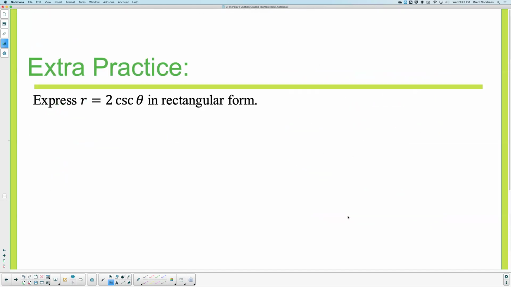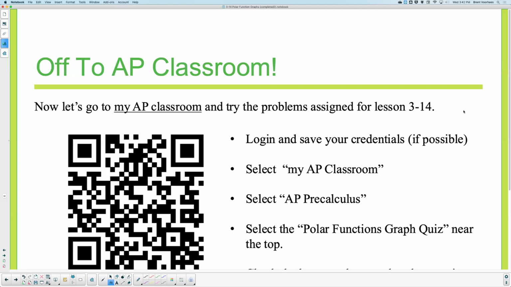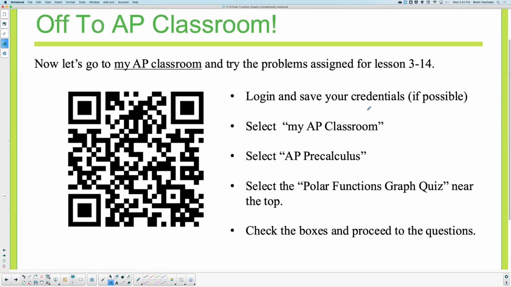If you want to try one, by all means, go for it. But either way, try DOL number 2 on the back of the packet. DOL number 2. Now, once you've completed DOL number 2, make sure you submit everything in online.